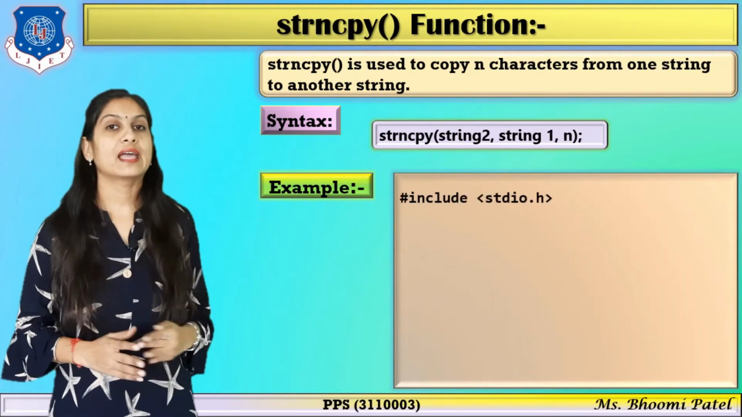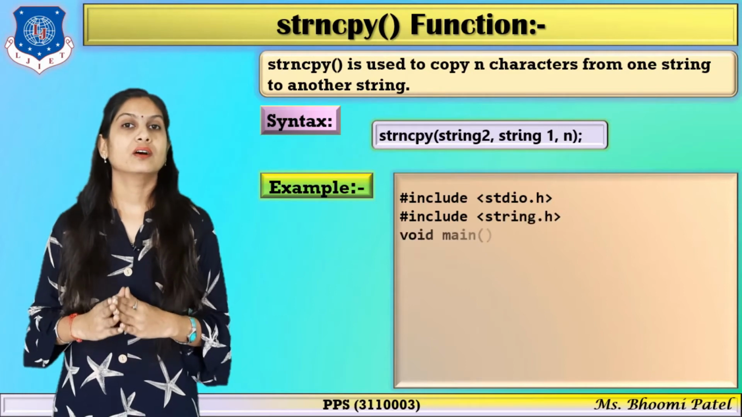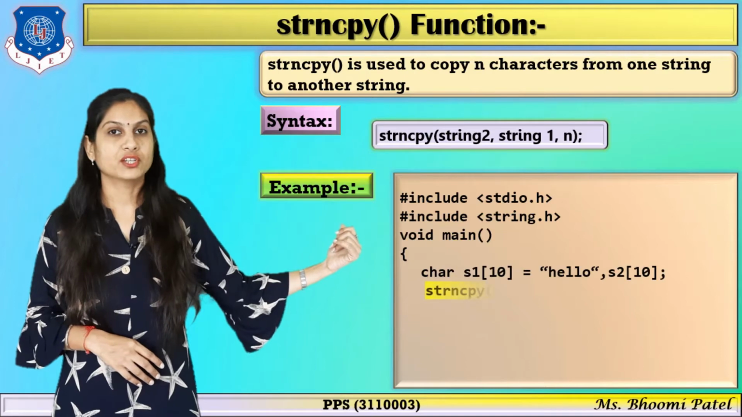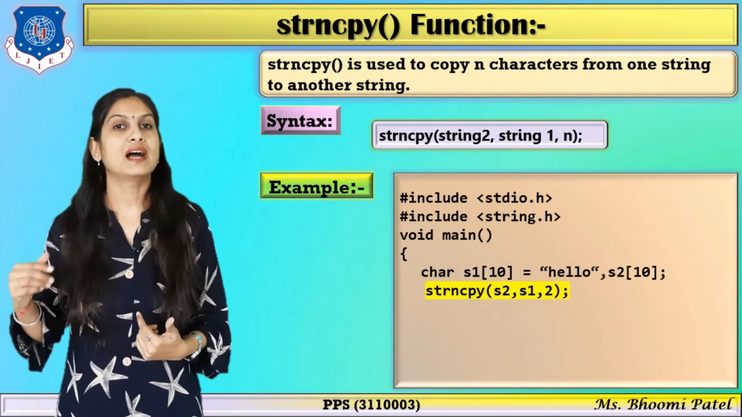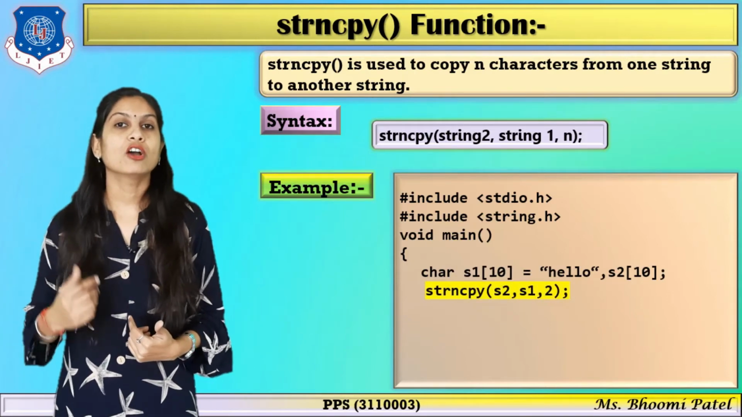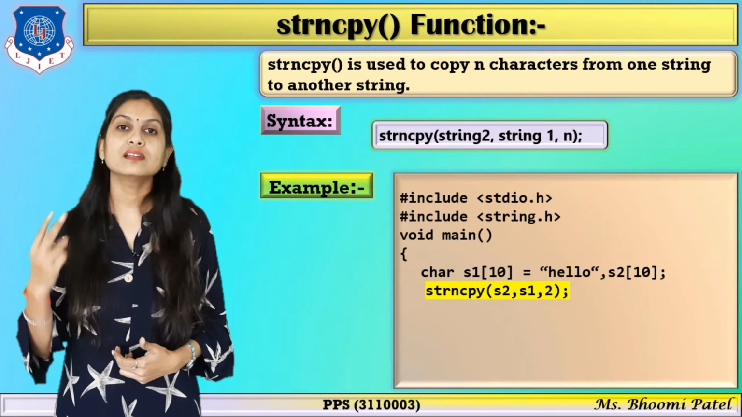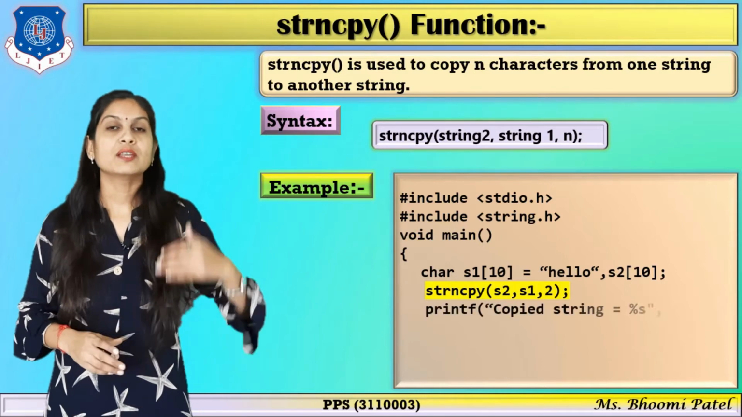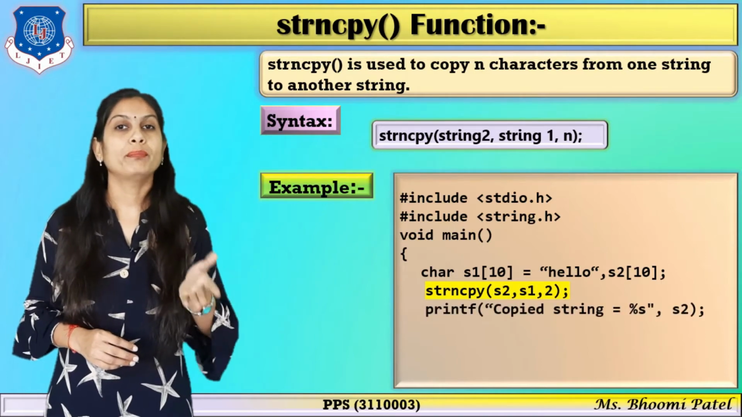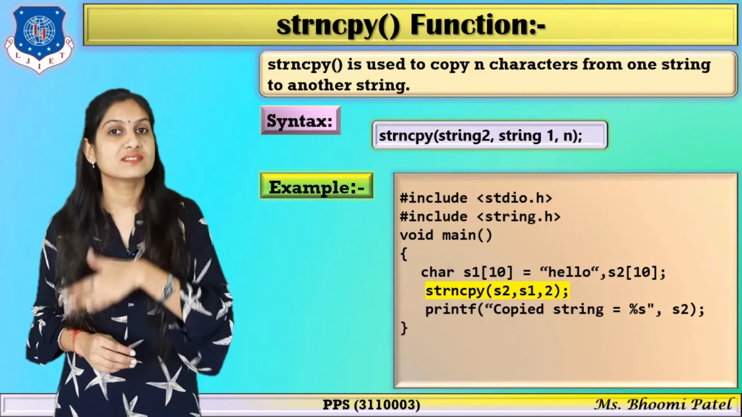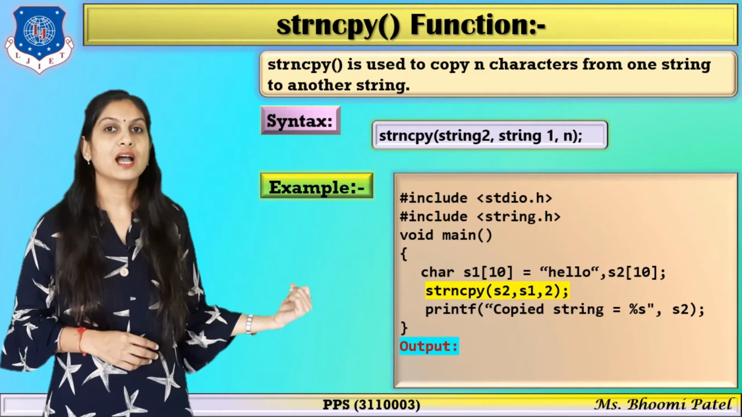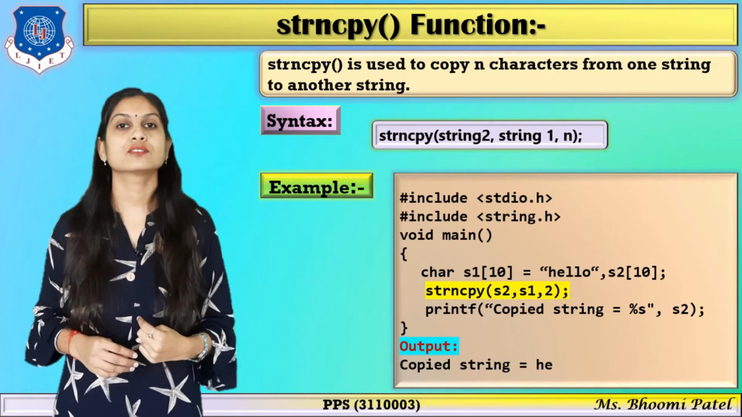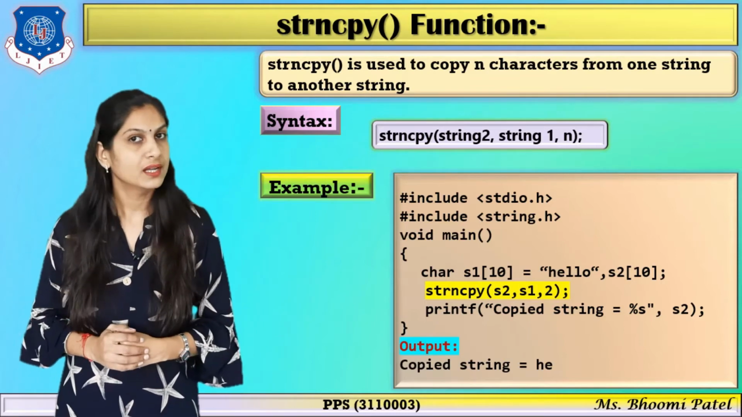Now just see here, the example is the same, but now we are changing to the strncpy function, that is strncpy(s2, s1, 2). So the meaning of this statement is what? Only the two characters of s1 will be copied into s2. So in the previous example the output was copied string = hello, but now it is changed, and just see here the output: copied string = he. Only two characters of s1 are copied into s2.